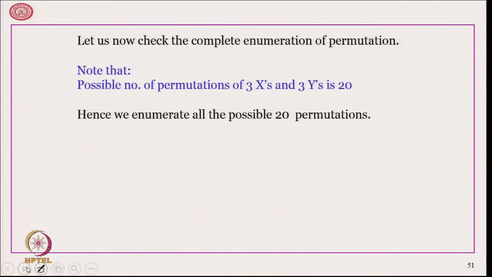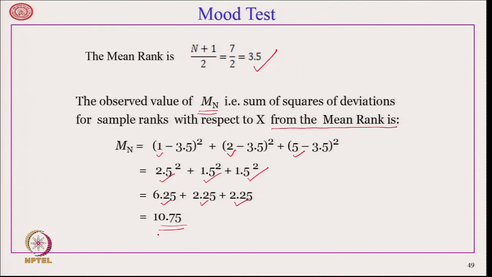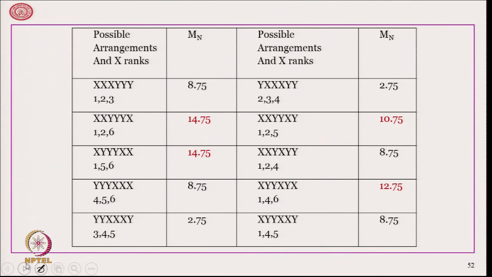So, what we are doing? We are looking at a complete enumeration of all the possible permutations, and for each one of them we will calculate the value of M_N, and then we will see what can be the probability of getting the value that we have obtained, which is 10.75. So, we have 6 elements, 3 X's and 3 Y's. There are 20 possible permutations. So, for each one of them, we are computing the value of M_N. Our values were X, X, Y, Y, X, Y. That means that the first, second and fifth observations were X observations, and we obtained the value 10.75.